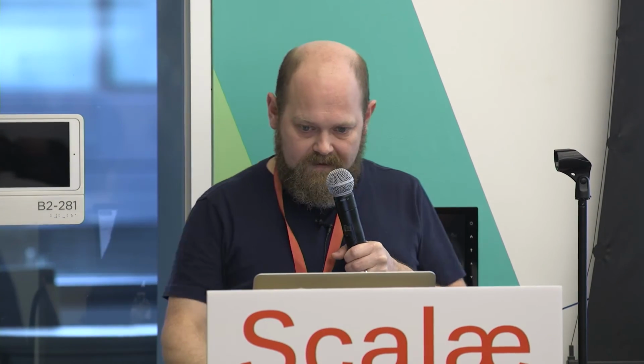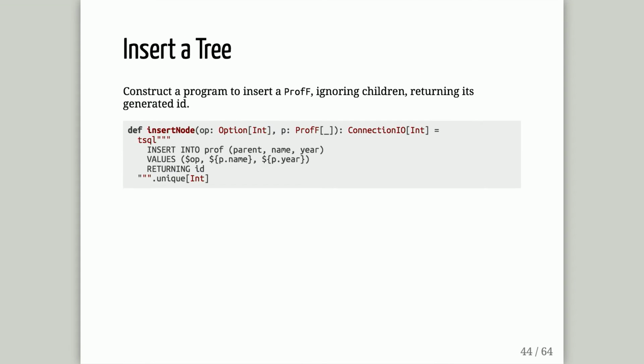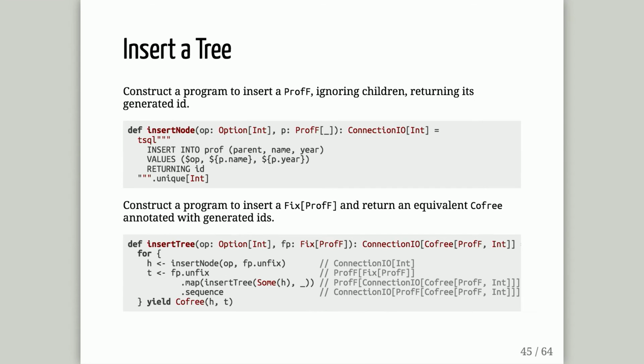Okay, so I'm going to get rid of this profF definition to make some more room. So here is the method that inserts the fix of profF and returns an equivalent tree. This takes an optional parent, and it takes this fix of profF, which, as you recall, is just the flat structure, just this nested structure with no annotations. What we're going to do is go to the database, insert that thing, and return an equivalent tree that has the annotated nodes with the IDs on them. So we take, again, an optional parent and the fix. We don't know how to do anything other than insert the nodes, so we'll do that. That gives us a connection IO of int.